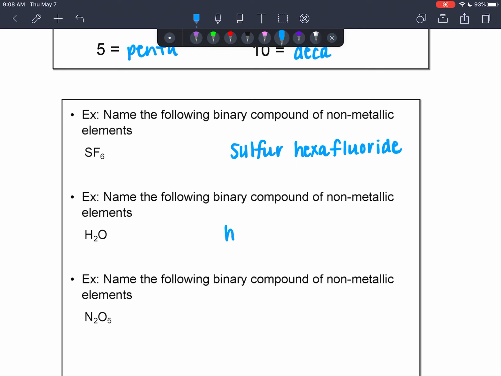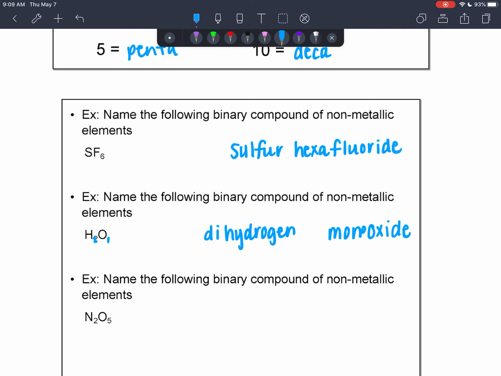Let's try another one. I've got H2O right here. H is hydrogen. I'm not going to change its name at all because it's the first element in the formula. Oxygen is my next element, but I need to change the ending to "ide." Now my prefixes. There are 2 hydrogens, so I'm going to use the prefix di. Now, oxygen doesn't have a subscript, so I can assume that there's just one. So I'm going to say that I need the prefix mono to communicate that there's one oxygen.